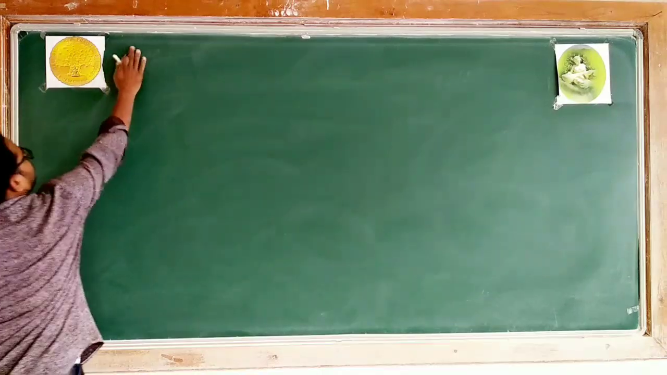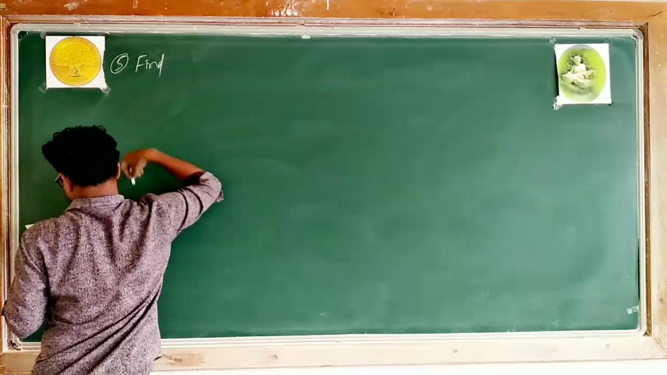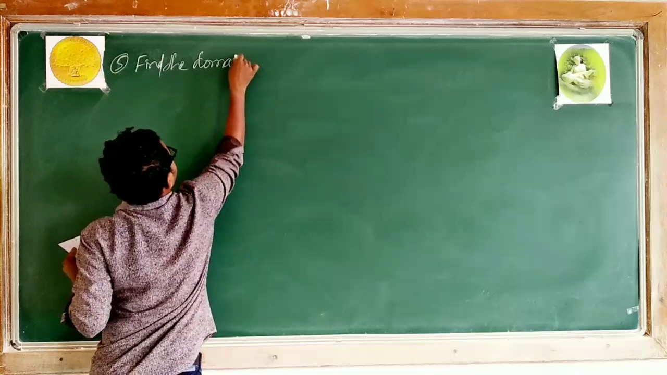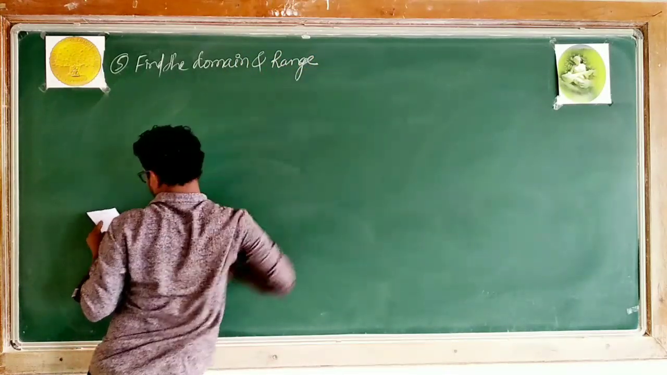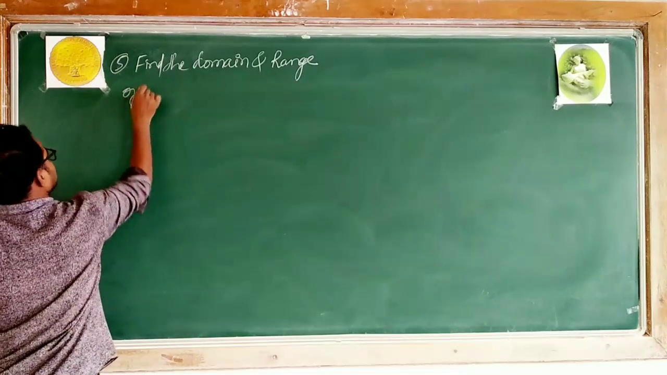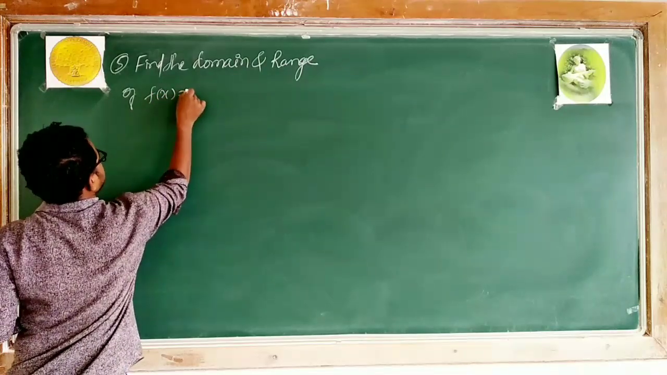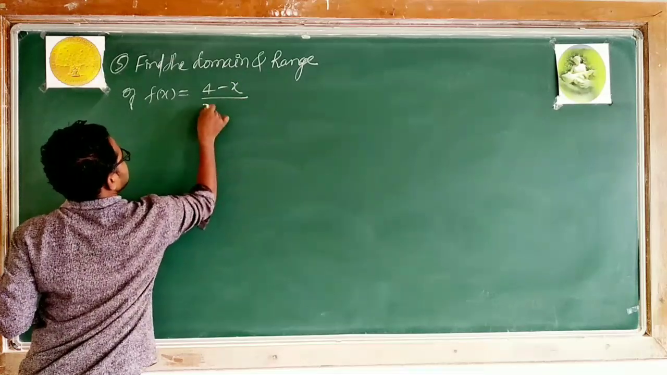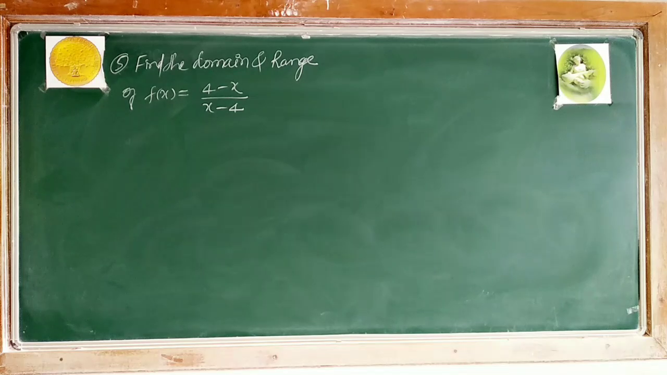Fourth one done. Fifth one: find the domain and range of f of x is equal to, f of x is what? A function 4 minus x divided by x minus 4. 4 minus x, x minus 4. Listen to me. What is the given function?